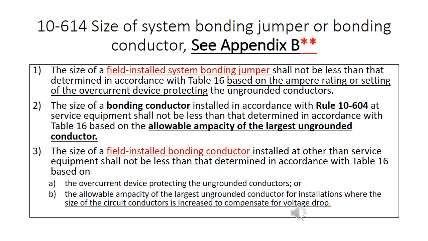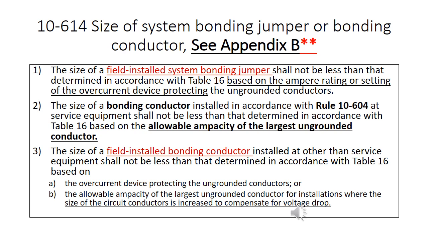10.614 Size of system bonding jumper or bonding conductor. See Appendix B. The two asterisks noted in red denote students must use caution when using this rule, as important information is listed in Appendix B notes. The next 6 slides deal with Rule 10.614. This rule has been completely rewritten, and caution must be used when dealing with this rule, especially Subrule 1 and 3a.